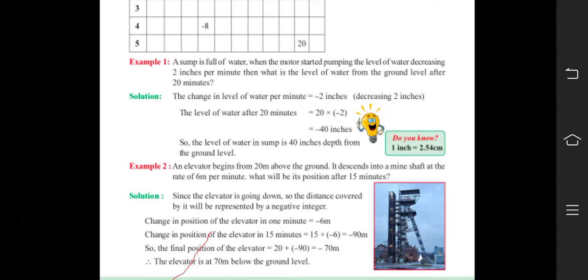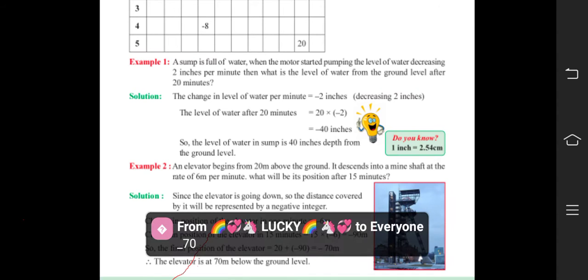So the final position of the elevator is 20 plus of minus 90. Why? Because the elevator begins from 20 meters above the ground. So that's why you should take 20 meters, that is plus 20. Above the ground means you should take positive. So 20 plus of, and depth is minus 90. So 20 plus of minus 90, how much? Minus 70 meters. So the elevator is at 70 meters below the ground level. Okay, children? Did you understand now? Okay, now write.